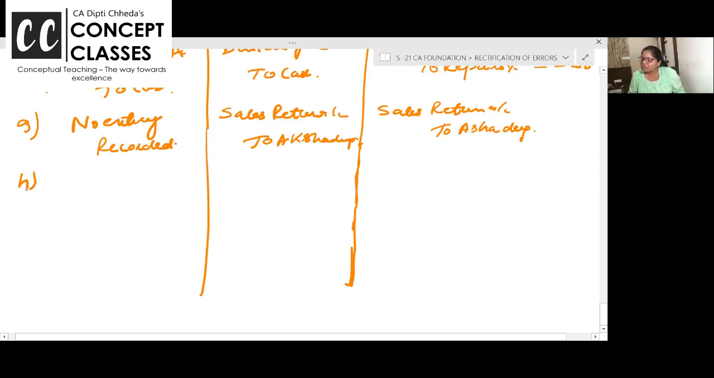Old furniture sold for 200 to Sethi was recorded in the sales book. Error of principle. You have sold old furniture to Sethi. So entry should have been Sethi is the receiver, debit, to furniture, credit. Sethi debit to furniture.